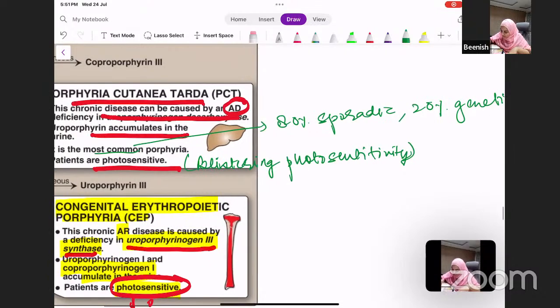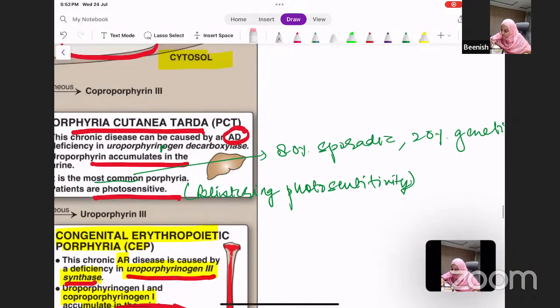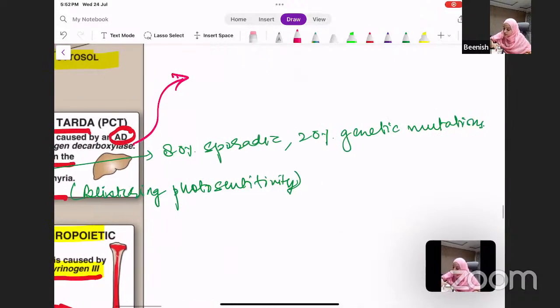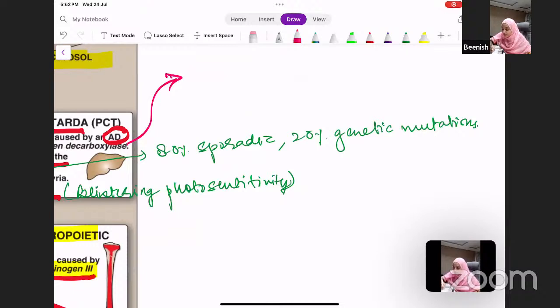Your enzyme, uroporphyrinogen decarboxylase, is inhibited by certain substances like iron. So 80% of the cases are sporadic, there is no genetic mutation, therefore it is readily treatable. And there are inhibitors for this enzyme, an important inhibitor being iron.